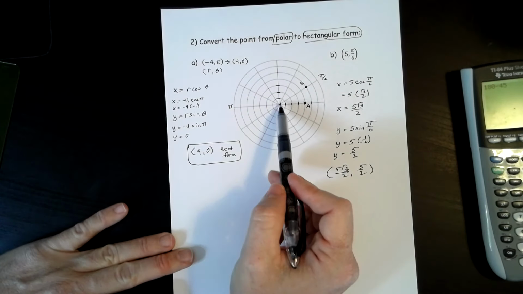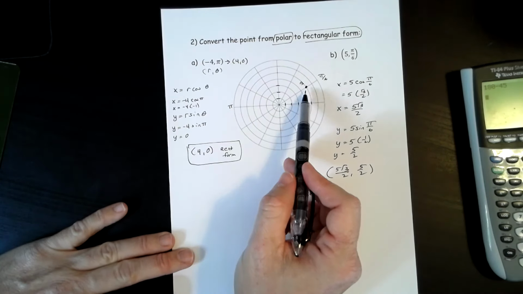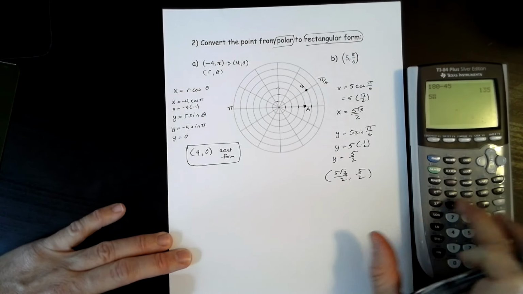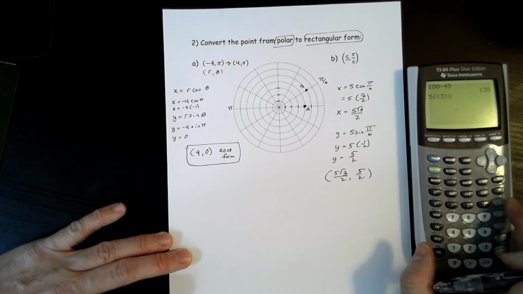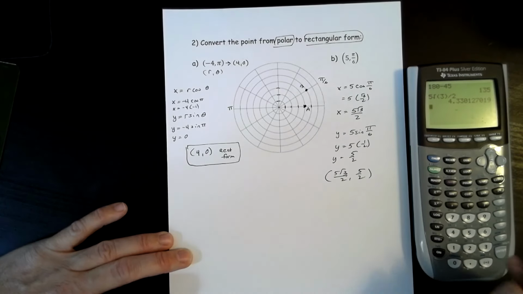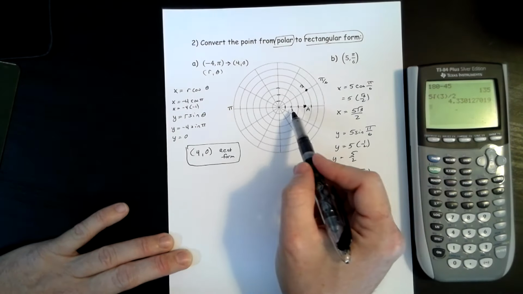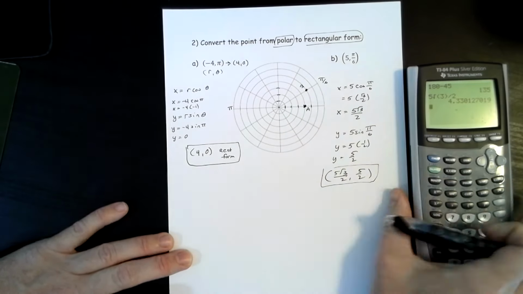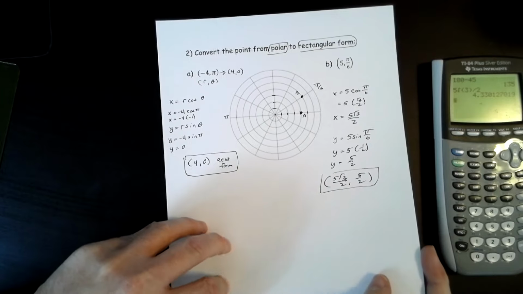Now, my y value is easy to see, 2.5. Great. My x value, 5 √3 divided by 2 gets me 4.3 units away. 1, 2, 3, 4.3 units away. There you go.